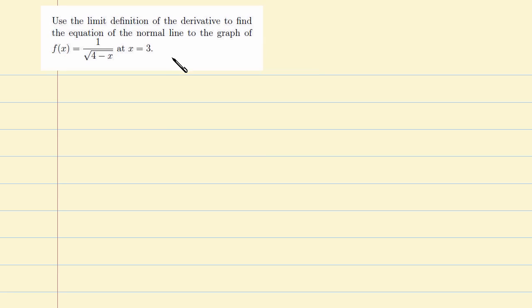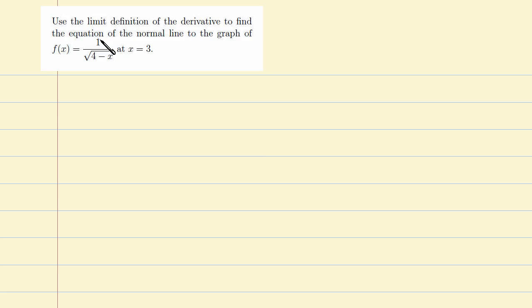Okay, let's look at another example. In this one, we need to use the limit definition to find the equation of the normal line to the graph of this new given function at this particular x value. Recall, the normal line is simply the line that is perpendicular to the tangent line, in this case at x equals 3. But whether you're after the equation of the normal line or the tangent line doesn't really matter a whole lot as far as the strategy goes.